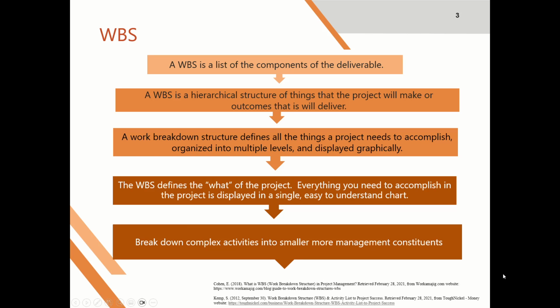The work breakdown structure is a list of components of the deliverable. It's a hierarchical structure of things that the project will make or outcomes that it will deliver. It defines all the things in the project that are needed to accomplish. It's organized into multiple levels and it's displayed graphically.